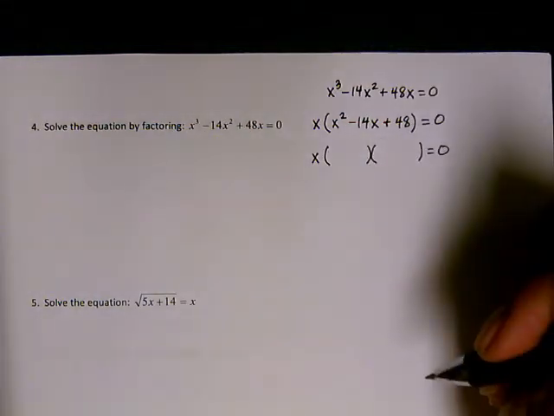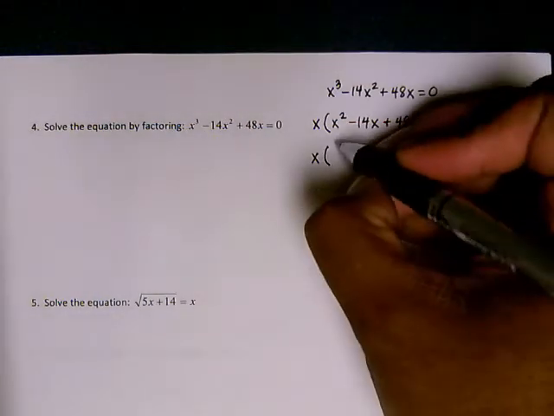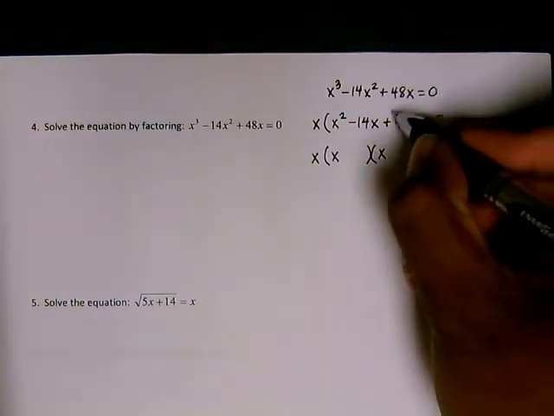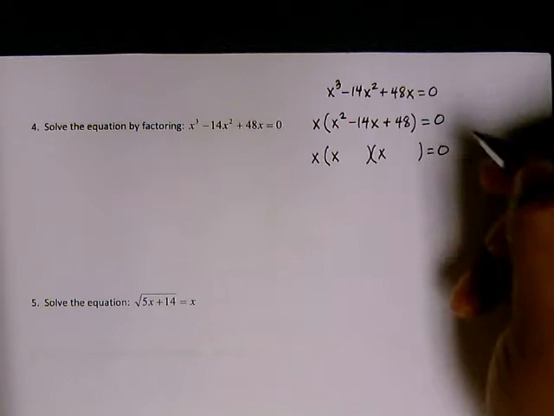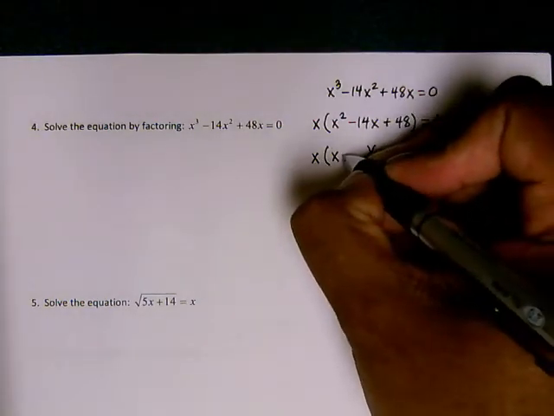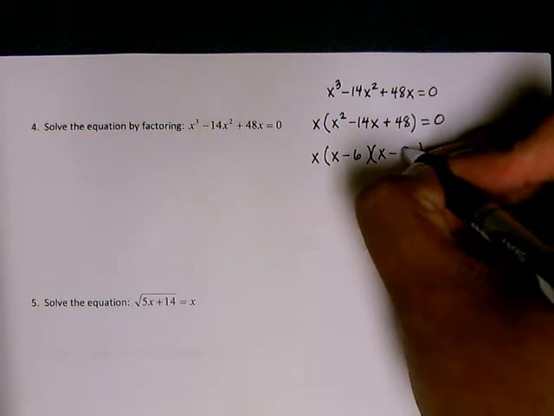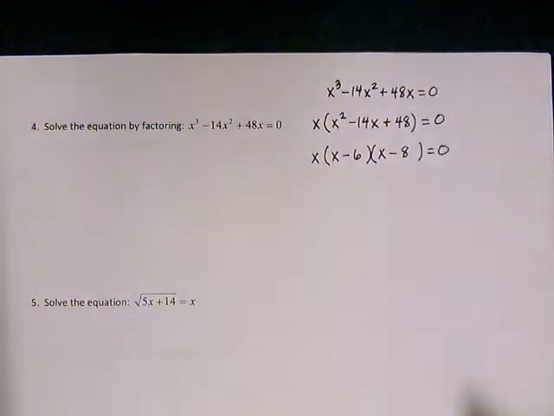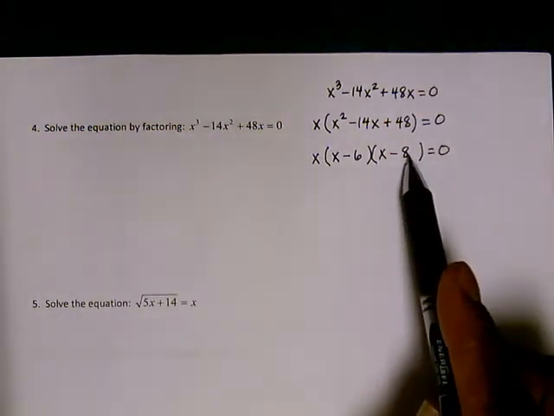And factor the x squared minus 14x plus 48. Well, x squared will be x and x. And then the factors of 48 that will give me a middle term of minus 14x would be minus 6 and a minus 8. So it would be x times x minus 6 times x minus 8 equal to 0. And this is factored completely.